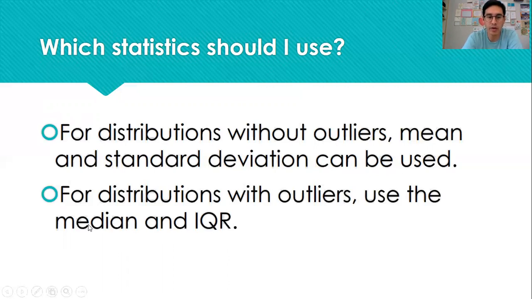Okay, so these, we call them robust statistics, which means that they kind of preserve their value whether or not there's an outlier.